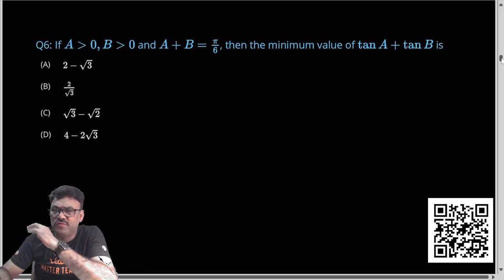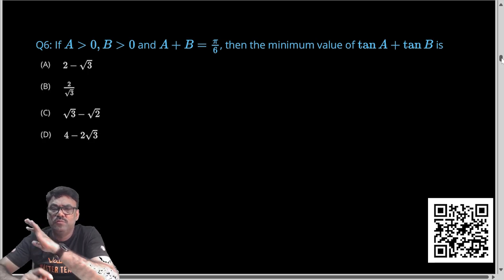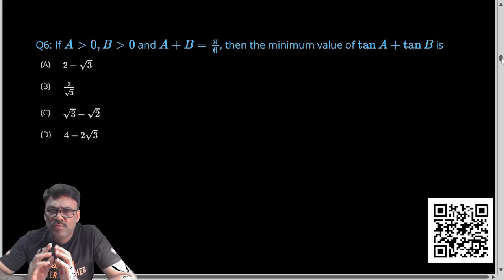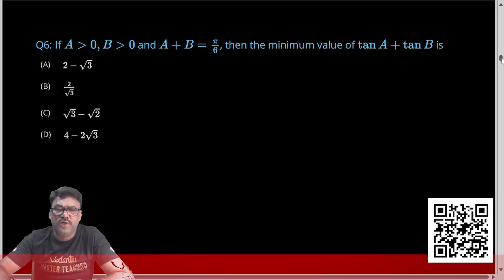Tan 15 degree is 2 minus root 3. So 2 minus root 3 plus 2 minus root 3, 4 minus 2 root 3 will be your correct answer. So this is just by observation. Since it is symmetric, obviously minimum will be when a is equal to b is equal to 15 degree. Now how will you get it by another method?